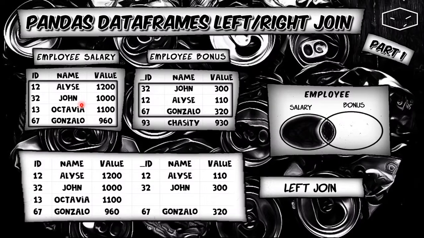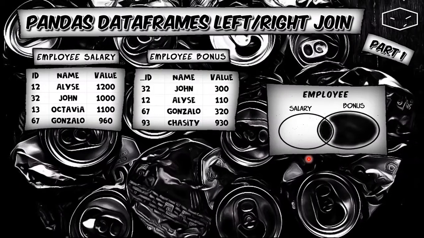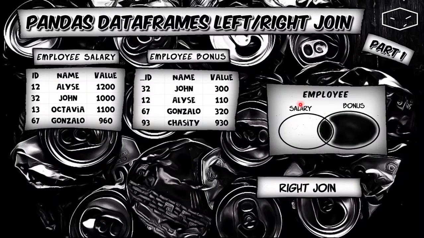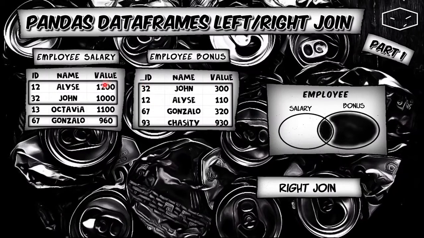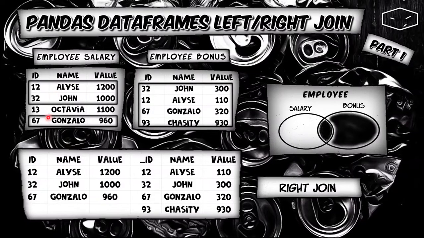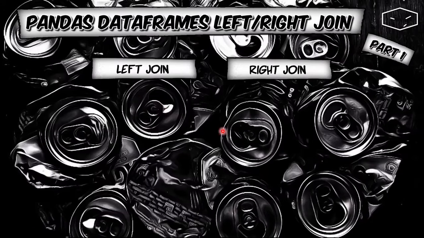The final result will be something like this, and something to notice here is that Octavia doesn't have any value here because she doesn't appear in the right data frame. A right join is almost the same thing. It is represented like this, and we will take all the rows from the right side and join with the rows that exist in the left side, and we will get a result like this.